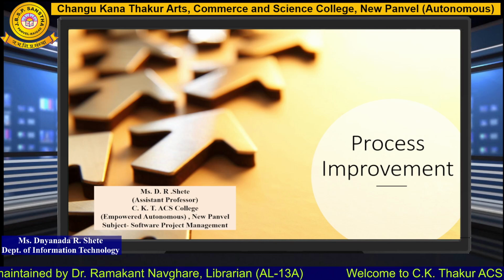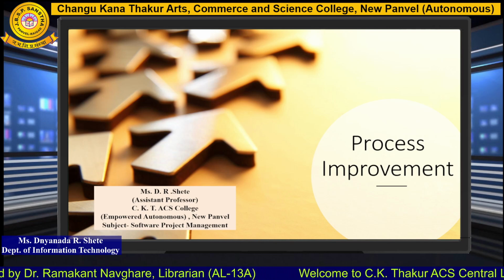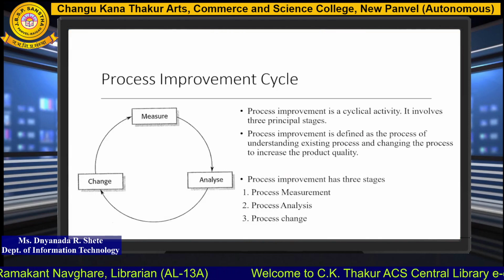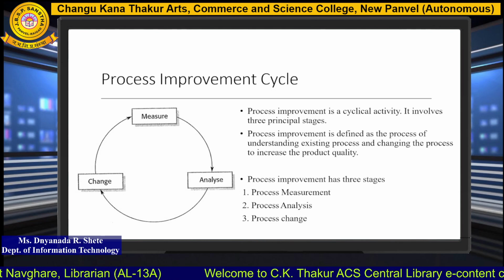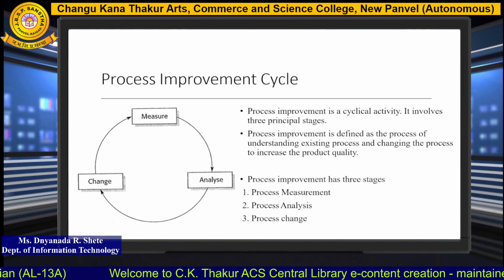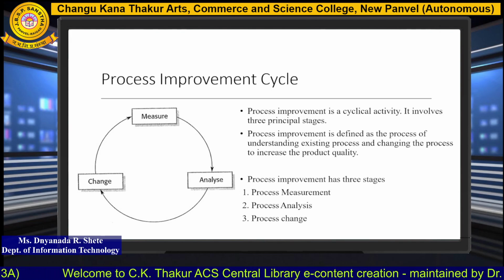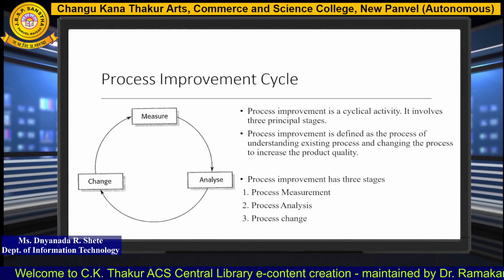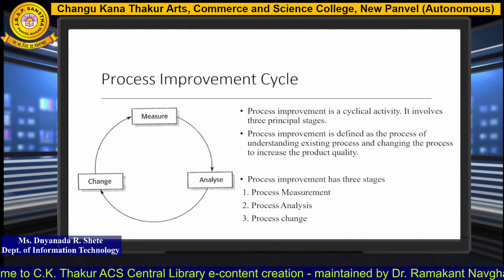My subject is Software Project Management and my topic is Process Improvement. So let's see what is meant by the process improvement cycle. The process improvement cycle is a cyclical activity which involves three principal stages: change, measure and analysis.